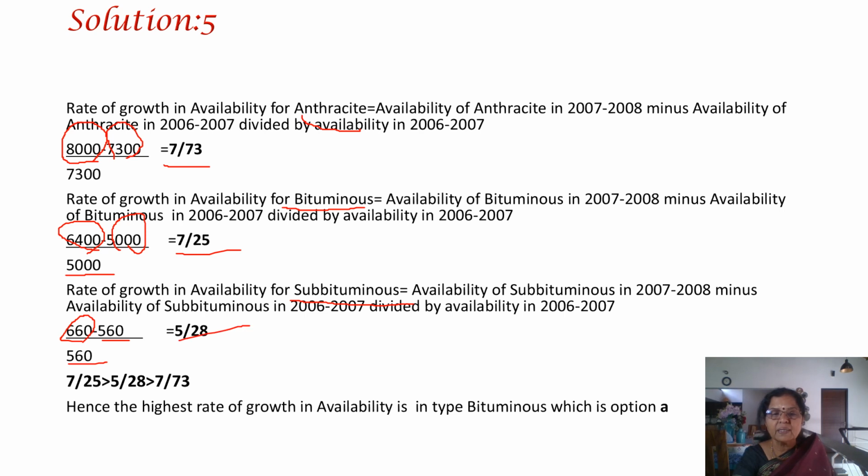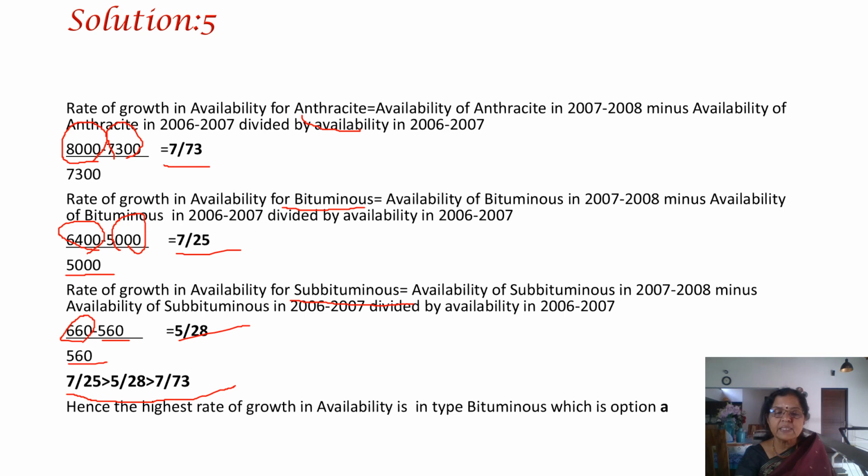So we are getting three ratios. So which is greater? 7 by 25 is greater than 5 by 23, which is greater than 7 by 73. So this is in the decreasing order. This is the greatest number, and this is the next medium, and this is the least number.